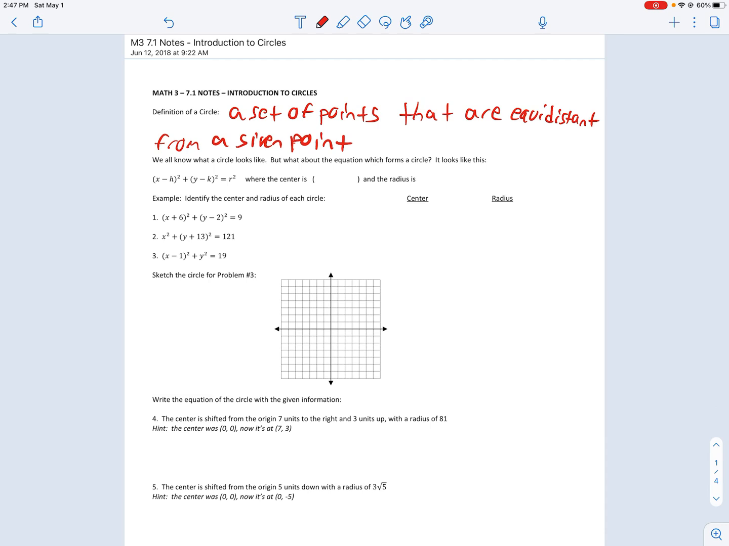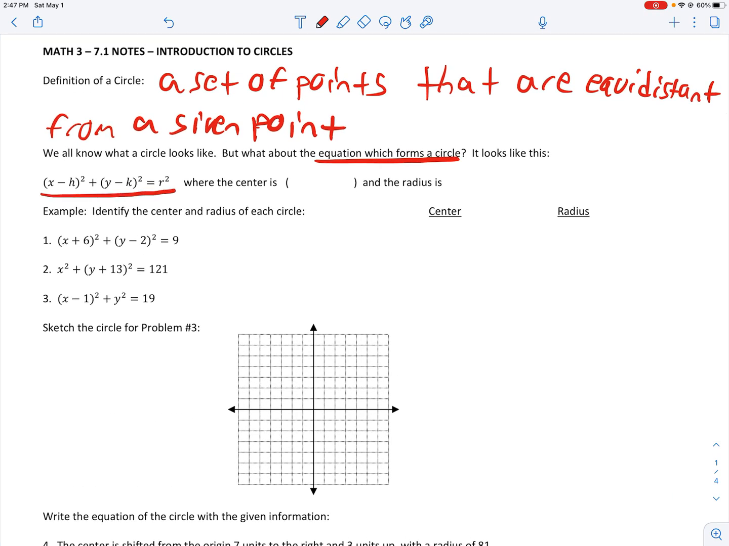So we all know what a circle looks like, but do you know the equation it comes from? Here's our general form of a circle: (x minus h) squared plus (y minus k) squared equals r squared. H and k is the shift, just like it's been for all of the graphing we've done, right? Our very first unit, when we had parabolas, exponentials, and lines, we talked about the shift with h and k. So in this case, the center is (h, k), and your radius is just r.